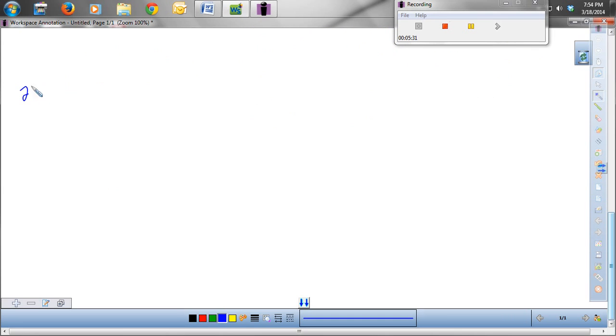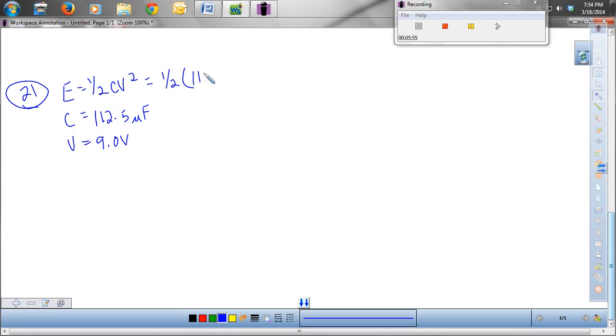All right, 21. 21 was the one that we were asked to find the energy stored in a capacitor. We had to go back and remember the energy is 1/2 CV squared. The C was given to you as 112.5 microfarads. The voltage that it was charged to was 9 volts. So I said, well, the energy stored is 1/2 C V squared. So when I did that, I got energy to be 4.55 times 10 to the minus 3rd joules.